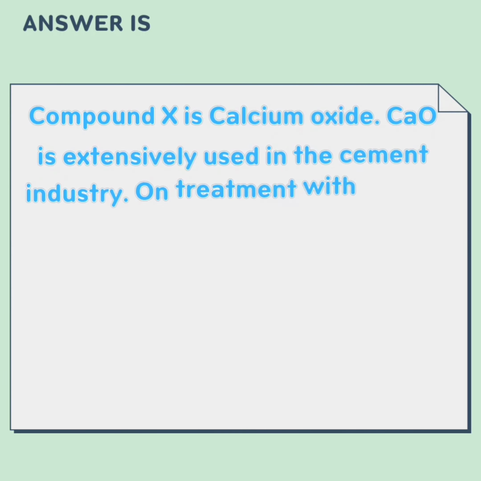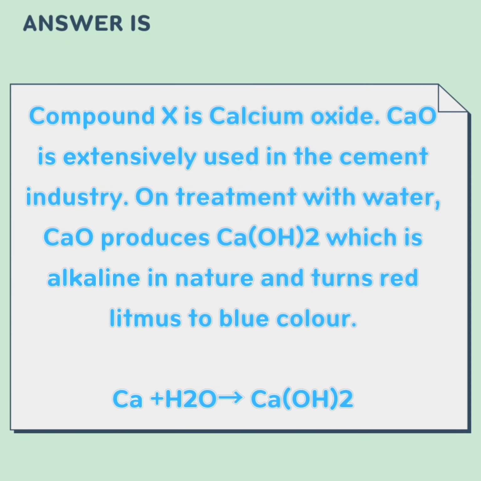Answer. Compound X is calcium oxide. Calcium oxide is extensively used in the cement industry. On treatment with water, calcium oxide produces calcium hydroxide which is alkaline in nature and turns red litmus to blue color.